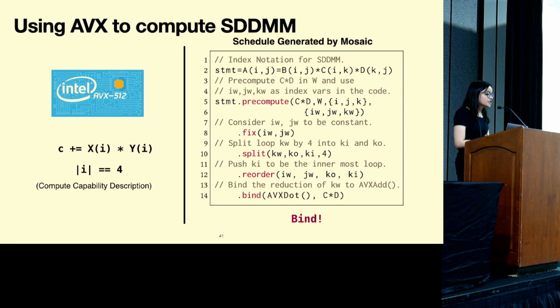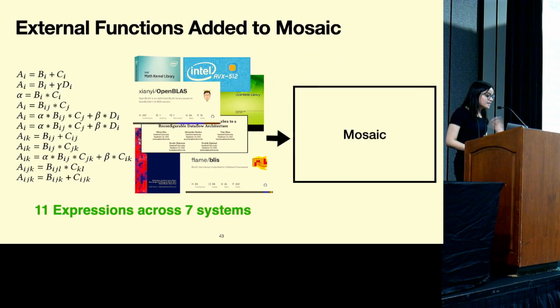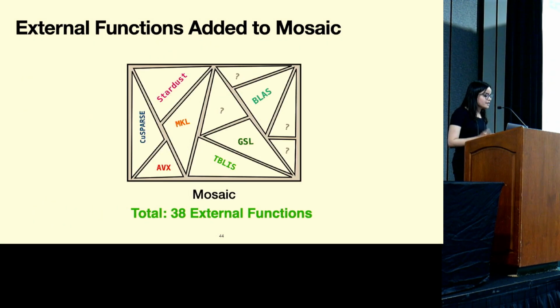And while this is a schedule generated by Mosaic, you can also write it as a performance engineer if you want to have precise control over tiling factors, or you just want to explore a bunch of things on your own. And to demonstrate how general our approach is, we end up plugging about 11 expressions across 7 systems. So these are the systems I've been talking about, including compilers like Stardust, which are for specialized hardware. And in total, we end up adding about 38 external functions to Mosaic across all of these 7 systems.